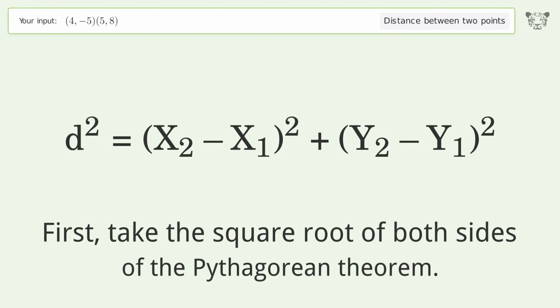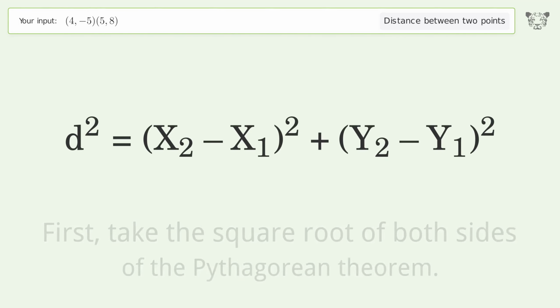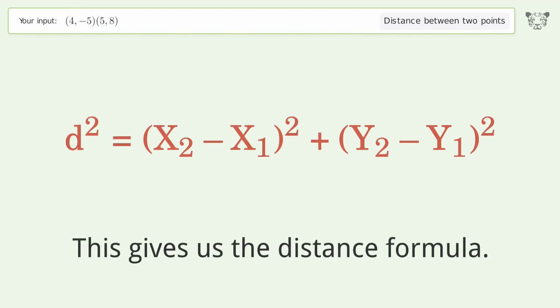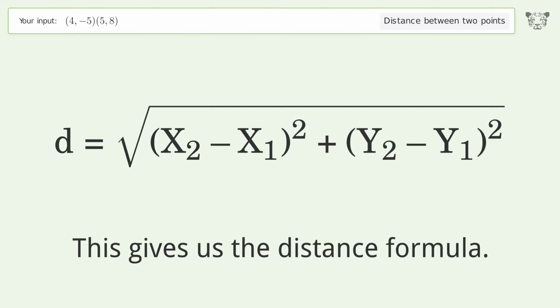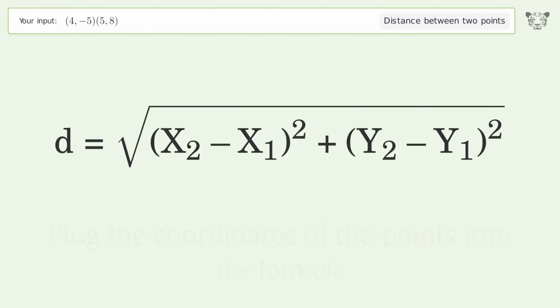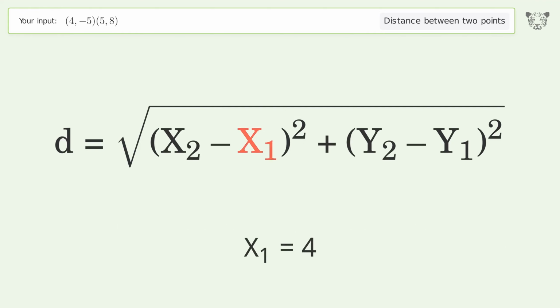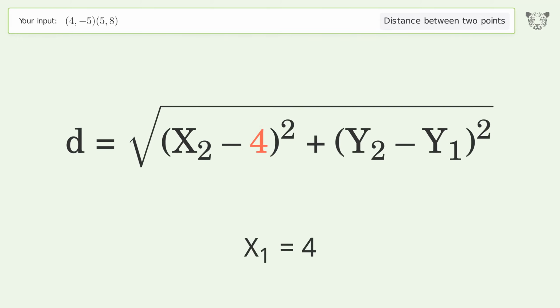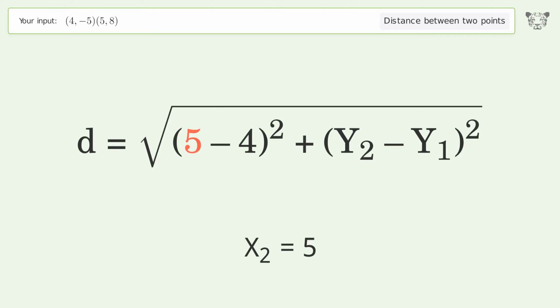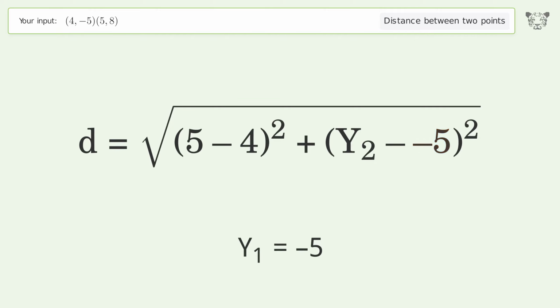First, take the square root of both sides of the Pythagorean theorem. This gives us the distance formula. Plug the coordinates of the points into the formula. x1 equals 4. x2 equals 5. y1 equals -5. y2 equals 8.